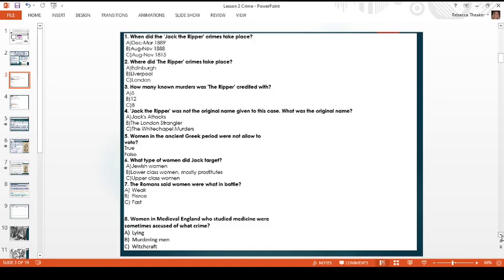7. The Roman women were said to be what in battle? A. Weak, B. Fierce, C. Fast. And the last one. Women in medieval England who studied medicine were sometimes accused of what crime? So this is again from the previous lesson. A. Lying, B. Murdering men, or C. Witchcraft. So if I've read that a bit fast, pause me now, try to answer all these questions, and then I'll go through the answers.